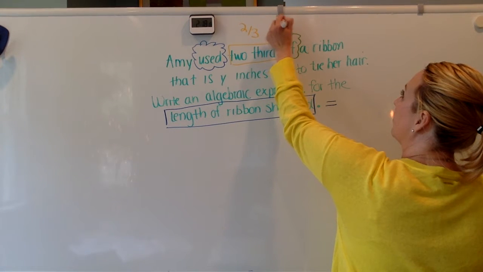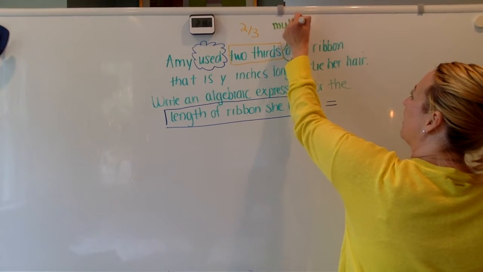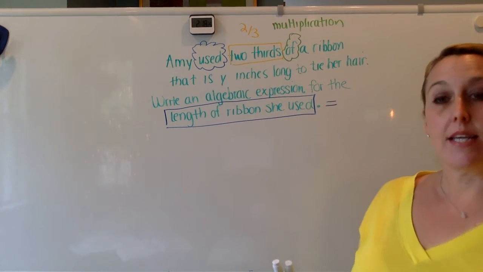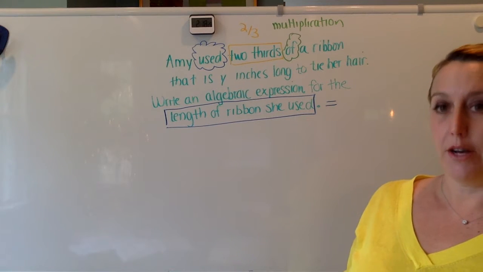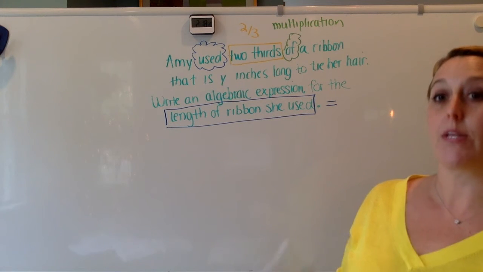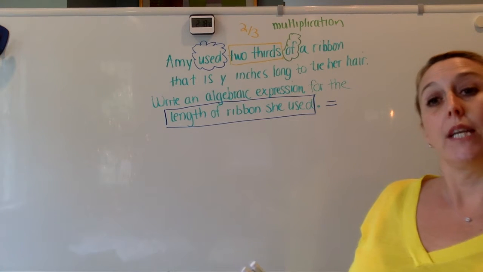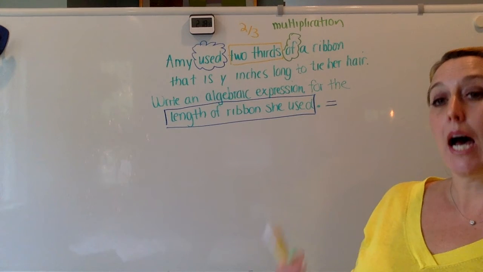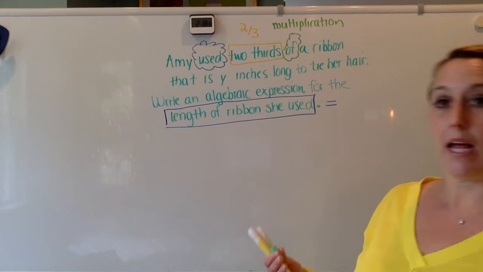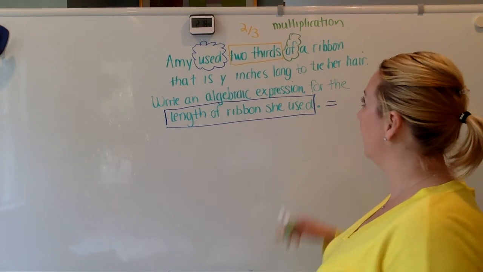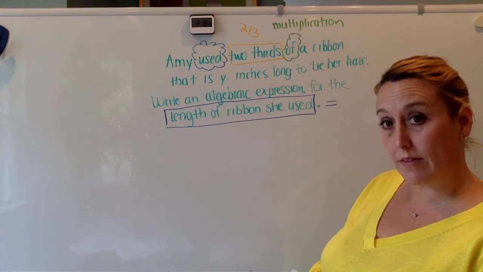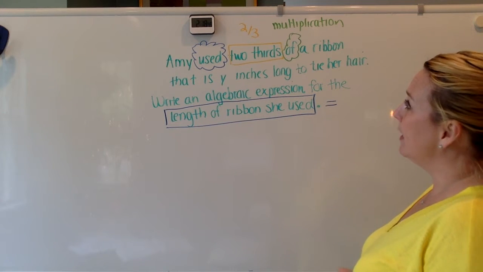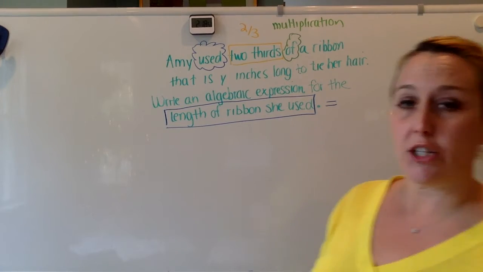multiplication, right? And I would liken that to percents, right? Remember when we say 10% of 100? We know that 10% of 100 meant that we needed to do 0.1 or 1/10 times 100, which 10% of 100 would be 10. So most of the time "of" is a hint. We're going to use multiplication. And she used it of a ribbon that is y inches long.